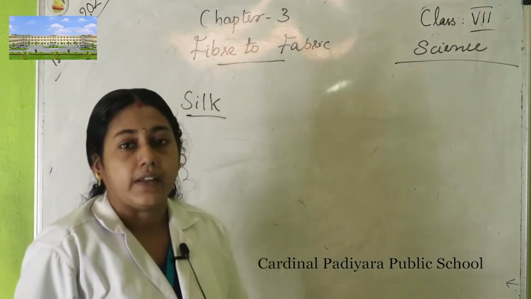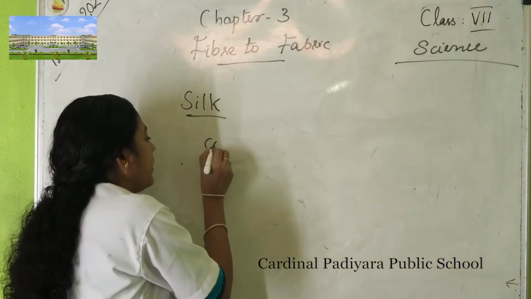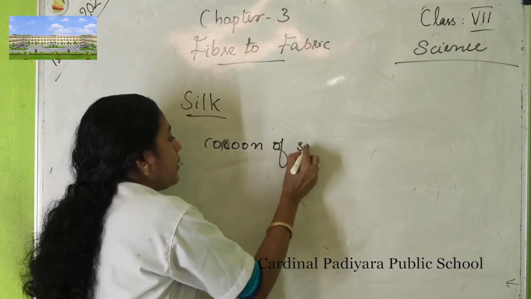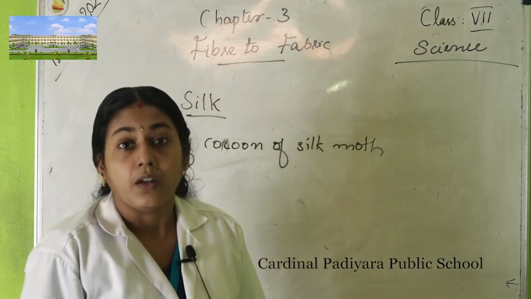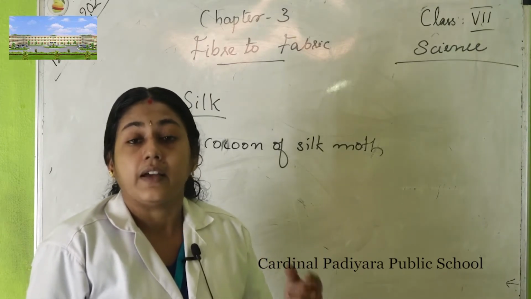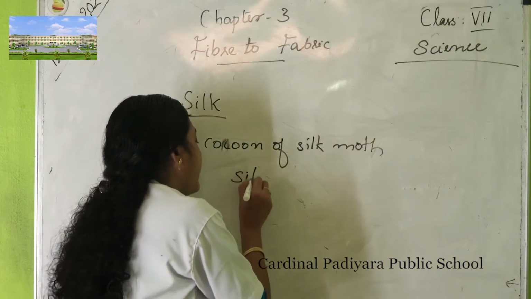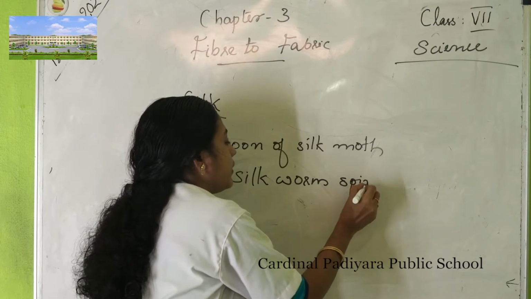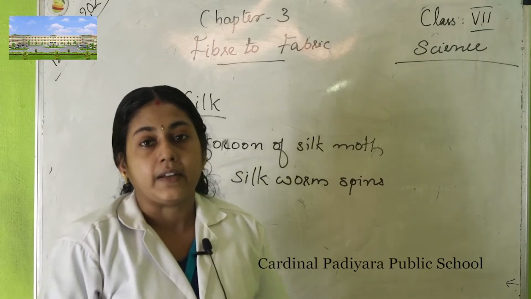Where do we obtain silk? Silk is obtained from the cocoon of the silk moth. Silk fibers are obtained from the cocoon of the silk moth, and the silkworm spins the silk fibers or cocoon. The silkworm spins the cocoon.